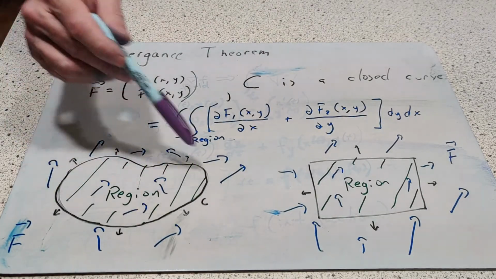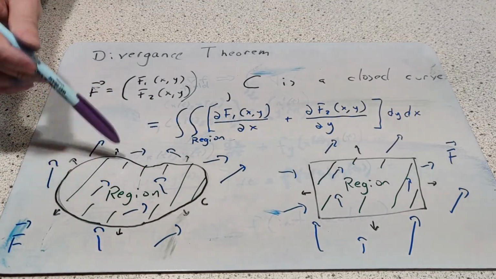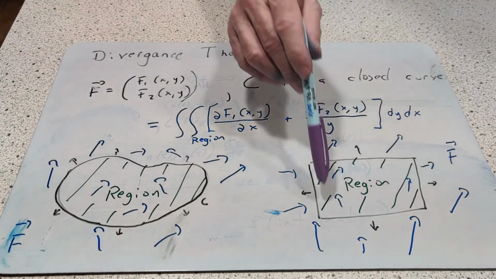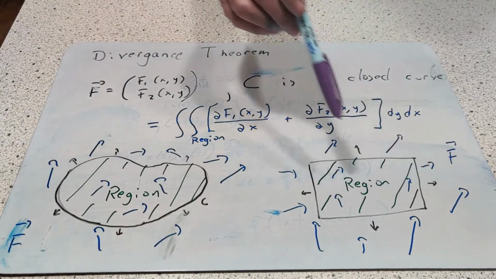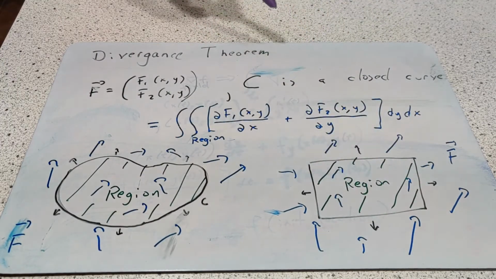So if we want the outward flux along the curve C, we integrate over this sort of kidney-shaped region. If we want the outward flux over this rectangle, we integrate the divergence over this rectangular region.